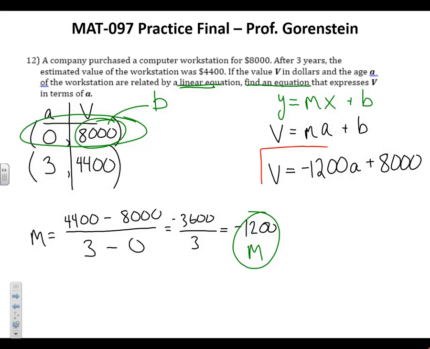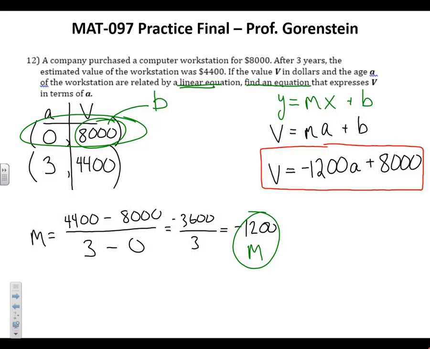Now, if you want to stick with x's and y's, do the problem with x and y, that's fine. And when you have your y equals negative 1,200 x plus 8,000, just swap it out in your answer. Make the y a v and the x an a. Just be careful with y equals mx plus b. That's an equation with 4 letters. Make sure you distinguish between the constants and the variables.